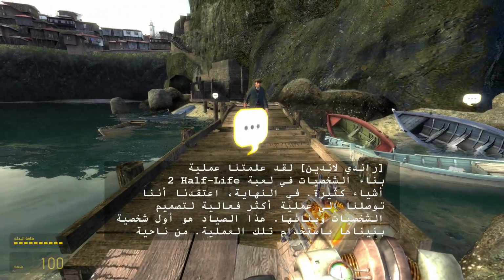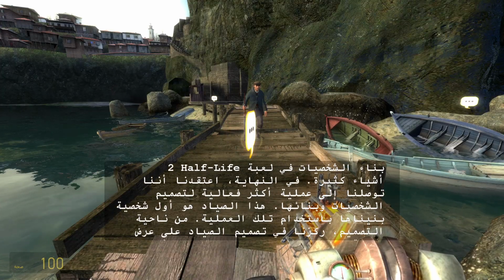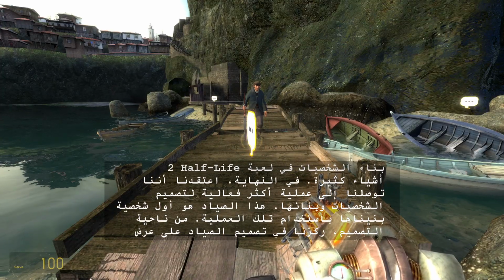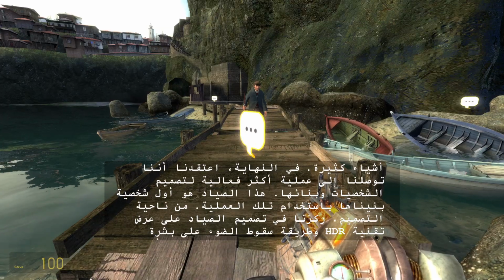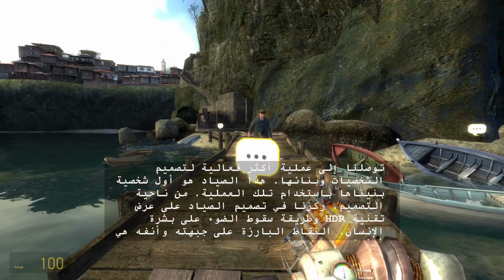The process of building characters in Half-Life 2 taught us many things. By the end, we believed we'd figured out a more effective process for designing and constructing characters. This fisherman is the first character we built using that process.